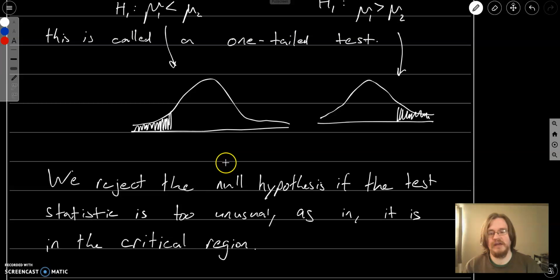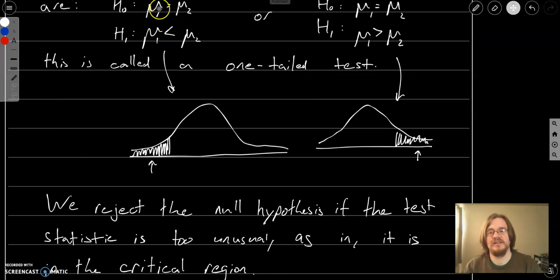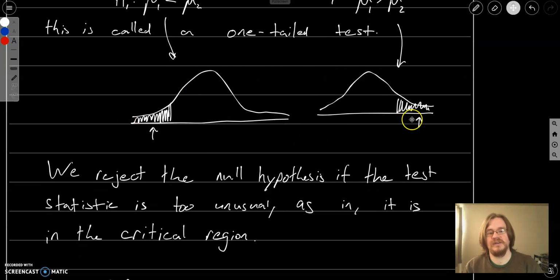We reject the null hypothesis when our test statistic ends up in this little region, either far to the left or far to the right, and this is called the critical region. And the further we are away from the center of a normal distribution, the more unusual things seem. So if we get some stats that seem very, very unusual, we can go, well, we made a false assumption, so we get to reject the null hypothesis. So that's what hypothesis testing is about.